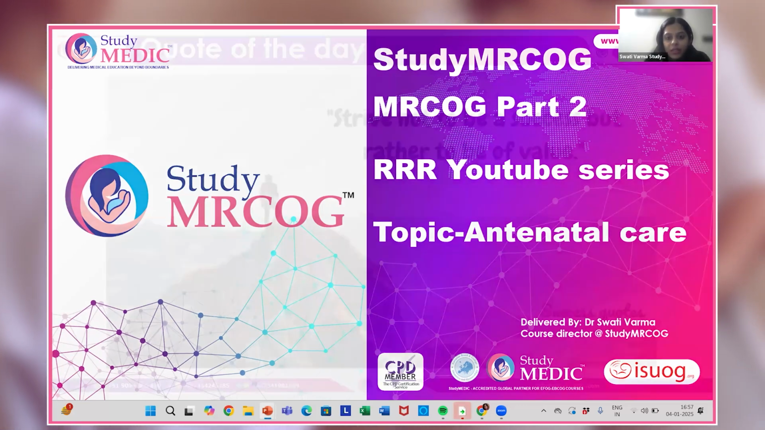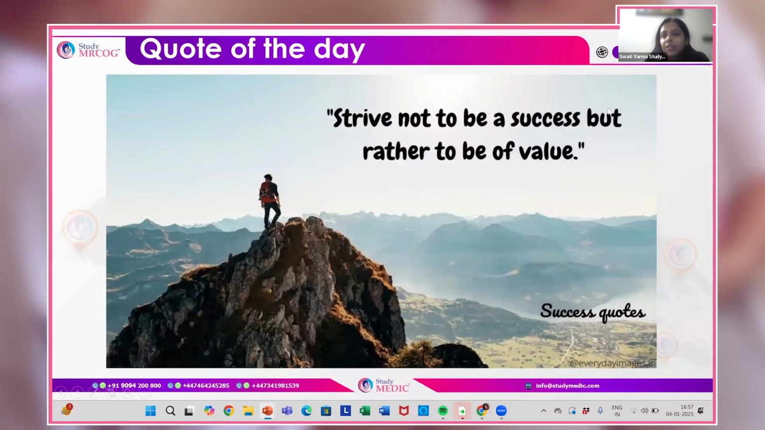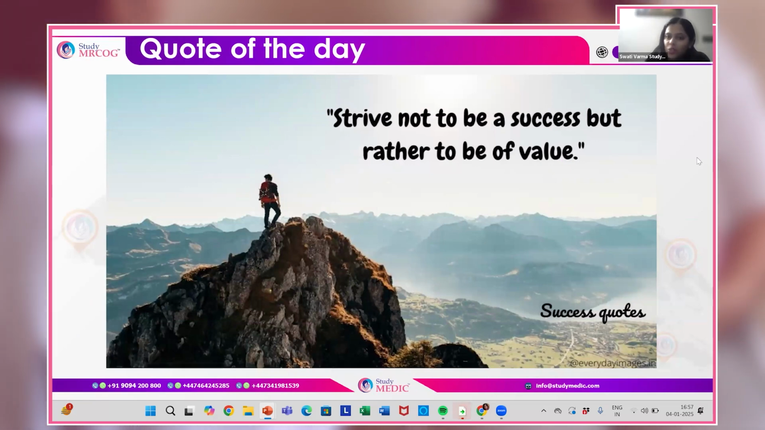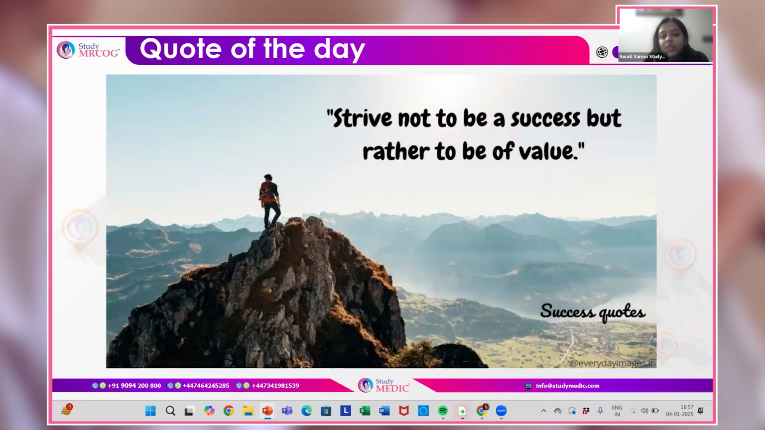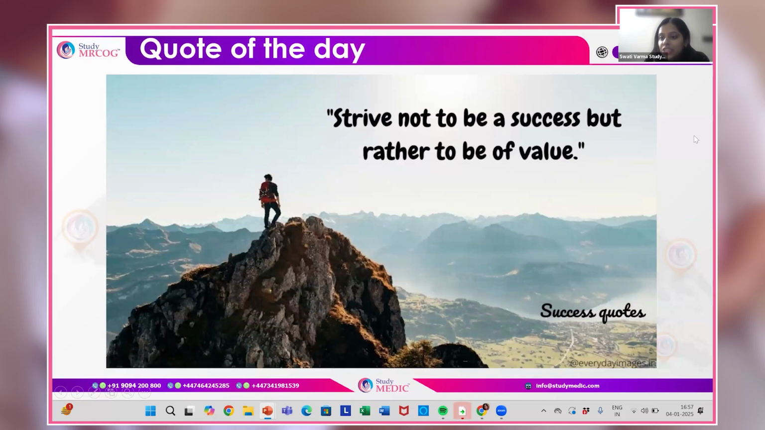So let's start as usual with the quote of the day: strive not to be a success, but rather to be of value. Don't read or study just to achieve or clear your exams, but study to improve yourselves, to make yourselves better clinicians and better persons.